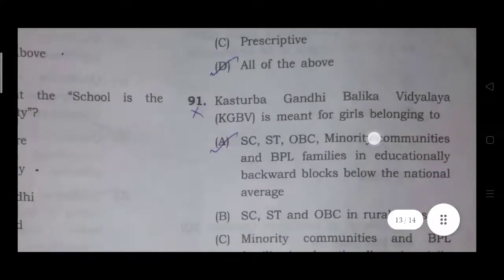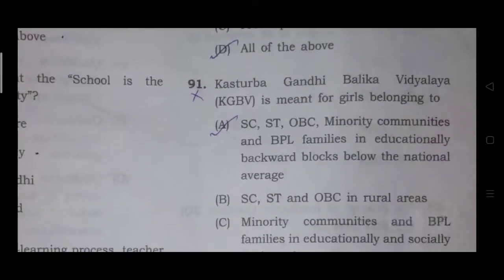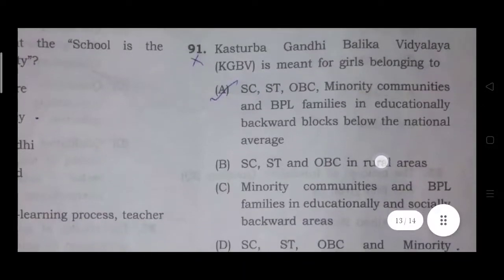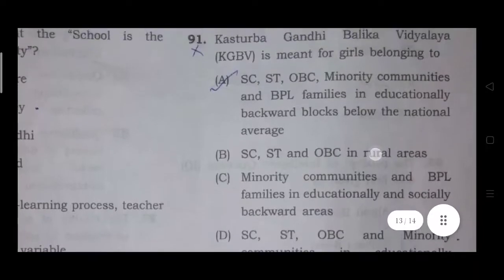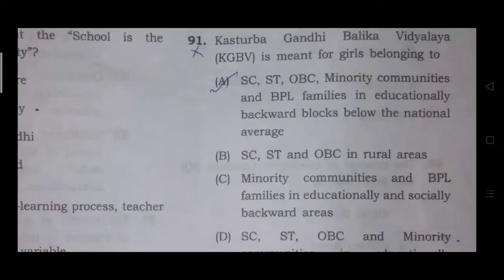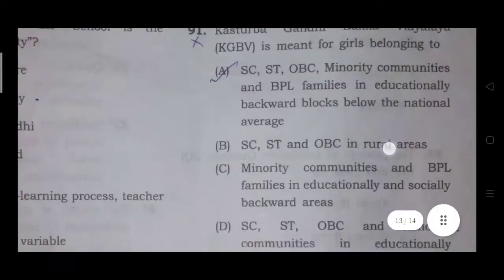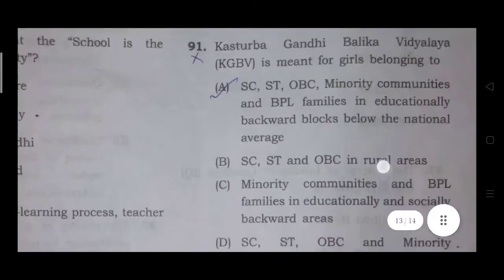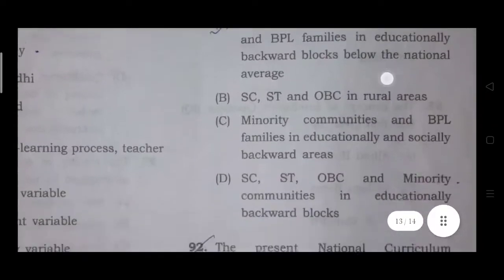Next, number 91. Kasturba Gandhi Balika Vidyalaya, that is KGBV, is meant for girls belonging to. Option A is the correct answer. That is SC, ST, OBC, minority communities, and BPL, that means below poverty line, families in educationally backward blocks below the national average. So, option A is the correct answer.